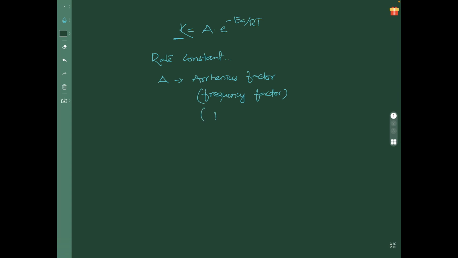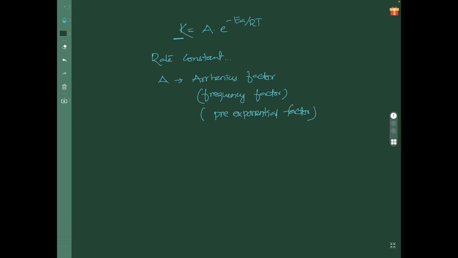Then we have an equation that is K equals A e to the power minus EA by RT. Now K we know that is the rate constant, correct. A is known as the Arrhenius factor. Arrhenius factor is also called the frequency factor, or you can call this the pre-exponential factor.